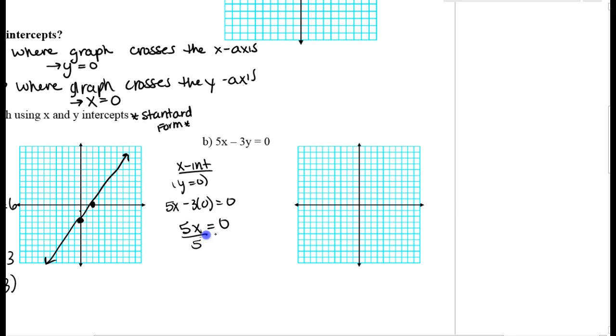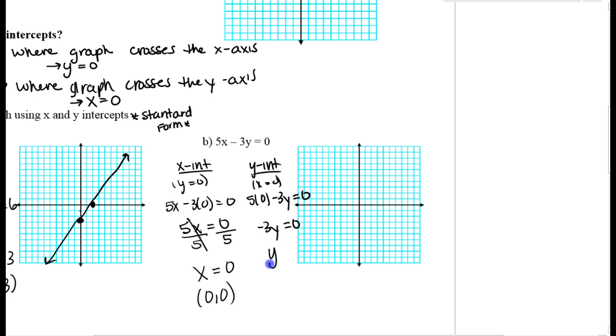5x equals 0. Divide both sides by 5. X equals 0. Okay, so that point is 0, 0, because now x and y both equal 0. If I do my y-intercept, when x is equal to 0, 5 times 0 minus 3y equals 0. Negative 3y equals 0. So then y equals 0. So now my second point is 0, 0.